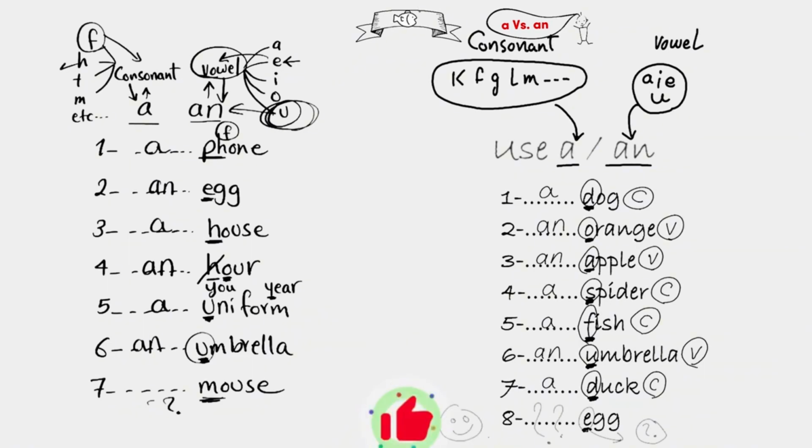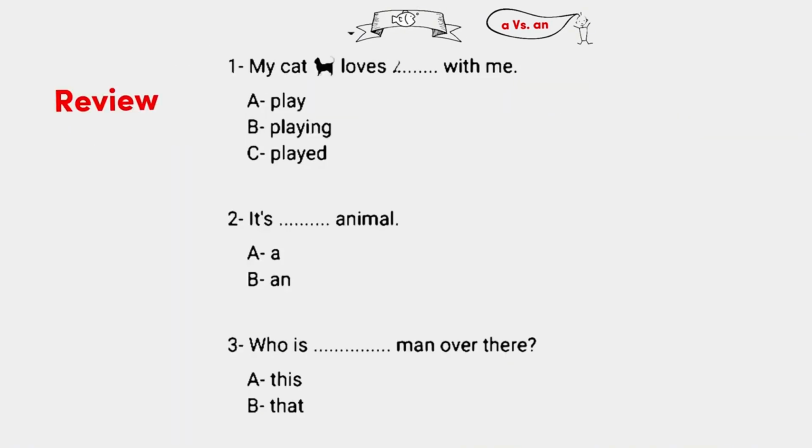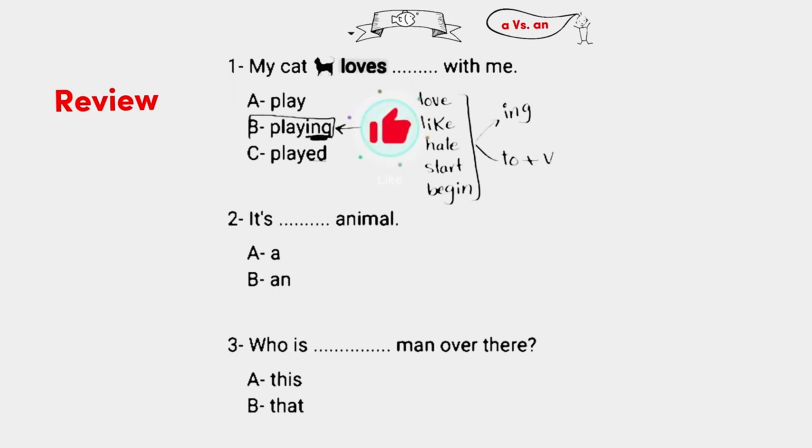A or an? Here we go. My cat loves blank with me. Play, playing with ing, played with ed. What comes after loves? The verbs love, like, hate, start, begin. These verbs are followed by the ing, or to plus the verb. So the correct answer here is the ing, playing. My cat loves playing with me. And you can also say to play. My cat loves to play with me. Both correct.